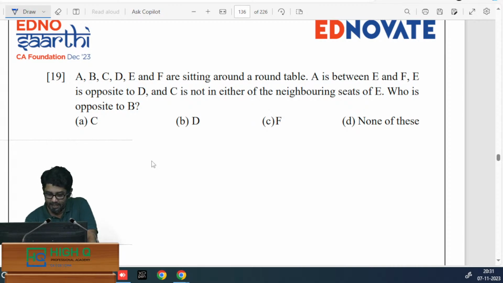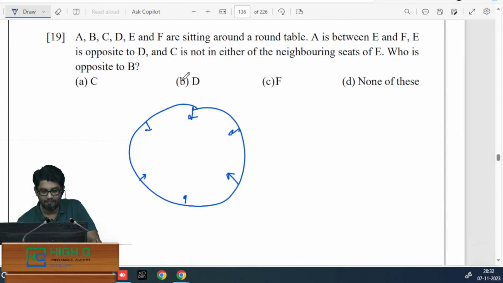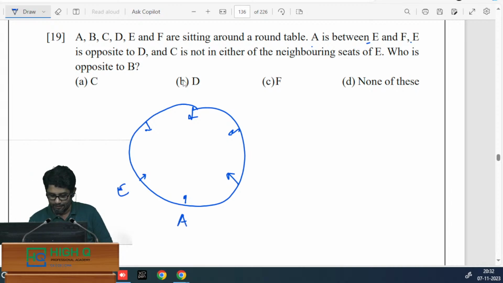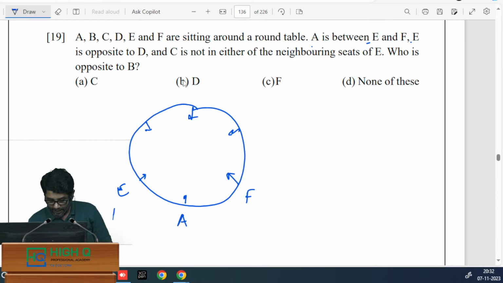A, B, C, D, E and F are sitting in a round table. Is anything mentioned whether they are facing the center or not? No, na? So that means they are facing the center. Fine. Assume it as a circle. Now one place has to be fixed, as I told you. I am going to fix A because A is between E and F. Out of 6 places, 3 places I can arrange if I assume A there. I can have F here, E here.